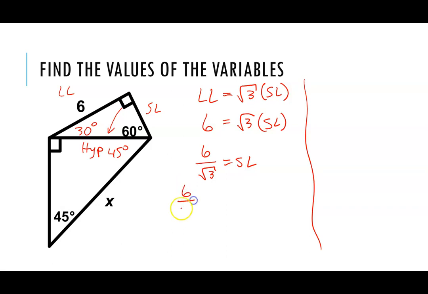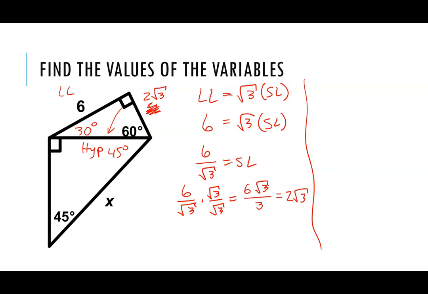So 6 divided by square root of 3. We're going to multiply that by square root of 3 over square root of 3. So 6 times square root of 3 would be on top, and then square root of 3 times square root of 3 would be square root of 9. But you know what? The square root of 9 is just 3. So this whole thing will simplify down if we do the 6 divided by 3 into 2 square root 3. So for the short leg, I'm going to go ahead and put this 2 square root 3.